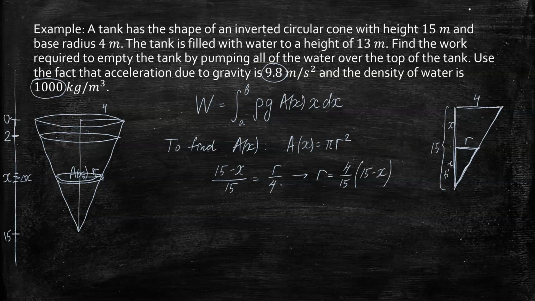And we can check this formula, because if x is equal to 15, r will be equal to 0. And that makes sense. When x equals 15, you are at the very bottom of this tank, so radius will be equal to 0. And when x is equal to 0, r will be equal to 4. So this is how we compute r as a function of x, which means A of x will be equal to 4/15 times 15 minus x, and all that squared, and we would multiply everything by pi.